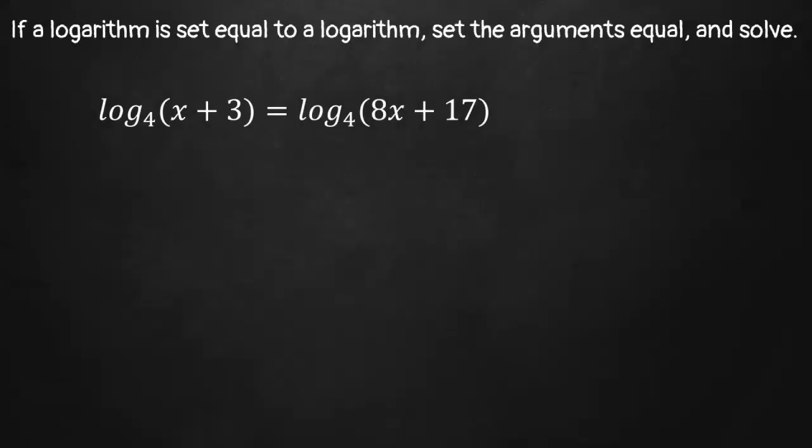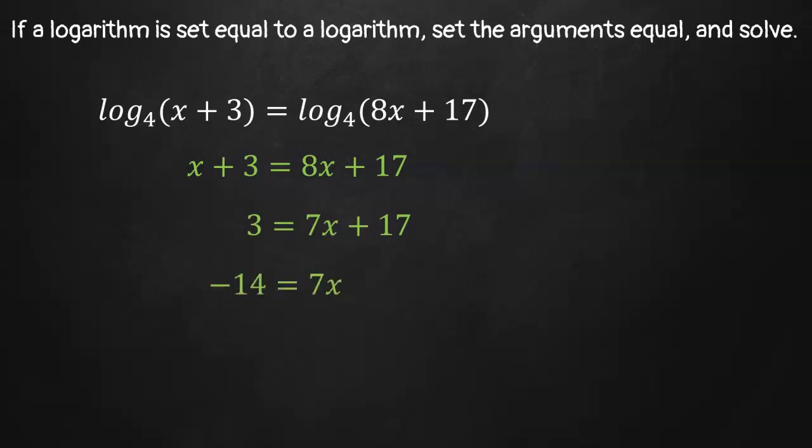If you have a logarithm and it's set equal to another log, all you have to do is set the arguments equal to each other and solve. So in this problem, I have log base 4 and a log base 4. So I'm going to take my arguments, set them equal to each other, and this is pretty much a linear equation. So I'm going to move that x to the right side. So I'm going to subtract, and I'm going to subtract the 17 to the other side. And then finally, I'm going to divide by 7, which gets me x is equal to -2.